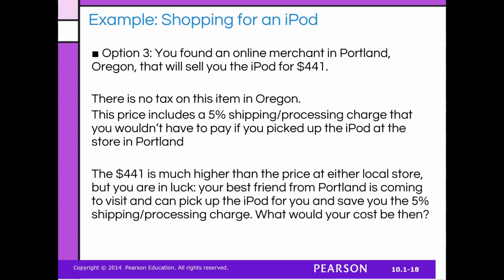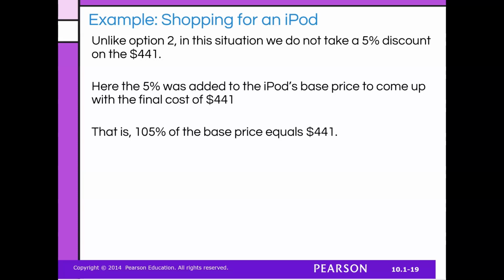Now, let's say you found it online, which is more likely, and someone's going to sell it for $4.41. There's no tax, but you've got shipping this time. You wouldn't have to pay if you picked it up at the store. So if you can pick it up and save the 5%, what would your cost then be? Again, these are real decisions you make in your life. Do you want to pay the shipping or do you want to pay the tax? How do you want to do that? So it's the same thing we're looking at, $4.41.